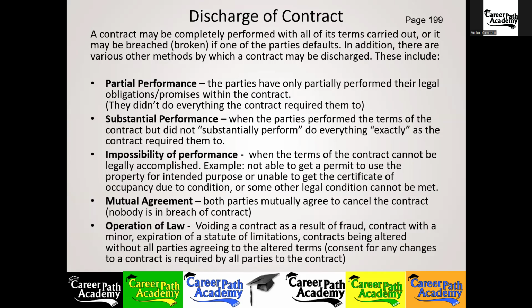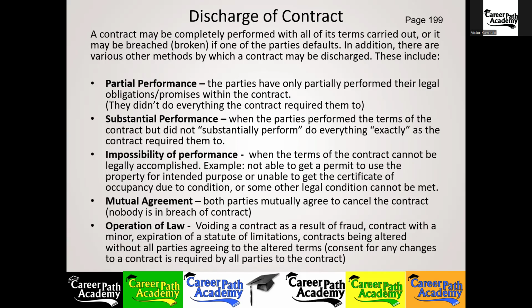So these are different ways a contract can be discharged. A contract could be completely performed with all of its terms being carried out, or it may be breached. That means broken without having a good legal excuse to do so. And if one of the parties does default, in addition, there's various other methods by which a contract may be discharged. And those include partial performance. The parties only partially did what the contract required of them. So they didn't do everything the contract required them to do. Then we have substantial performance, where they did everything the contract required them to do. They just didn't do it exactly the way the contract required them to do it.